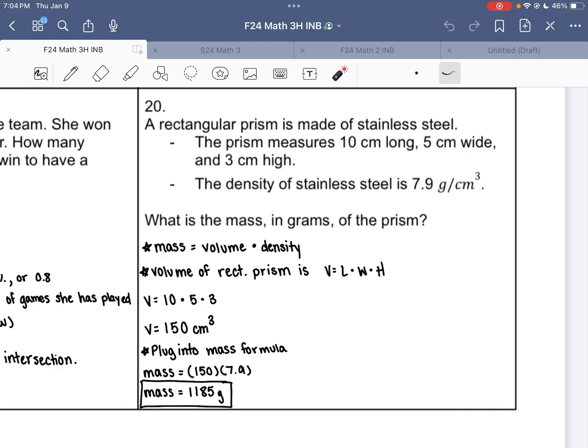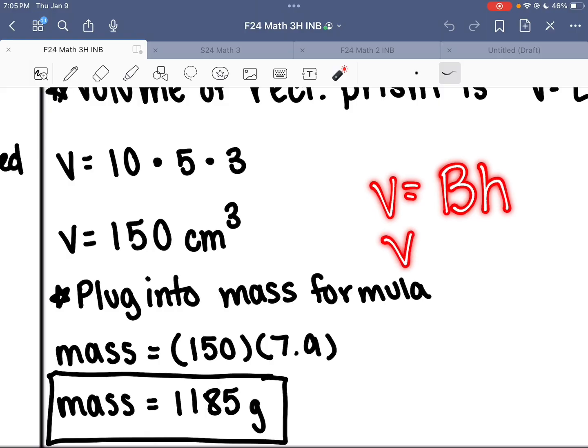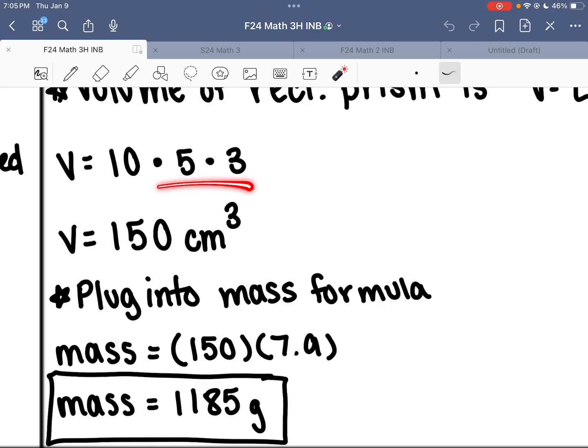Remember, volume is the measurement of the inside, so how much water it can hold or whatever other liquid. So my volume for a rectangular prism is the area of the base times the height. Well, for a rectangular prism, the base is a rectangle, and I know area of a rectangle is length times width. So my actual volume formula is length times width times height, which is what I wrote out here. So multiplying that out, I know that my volume is 150 cubic centimeters.